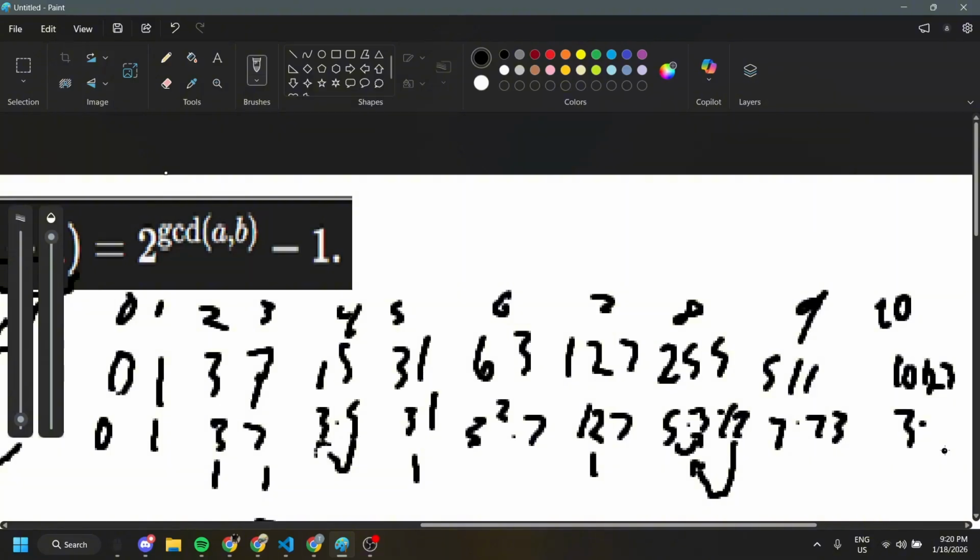What else is it? 341 is not divisible by 5. Is it divisible by 7? 341 divisible by 7? It's 350 minus 9, yeah, no.